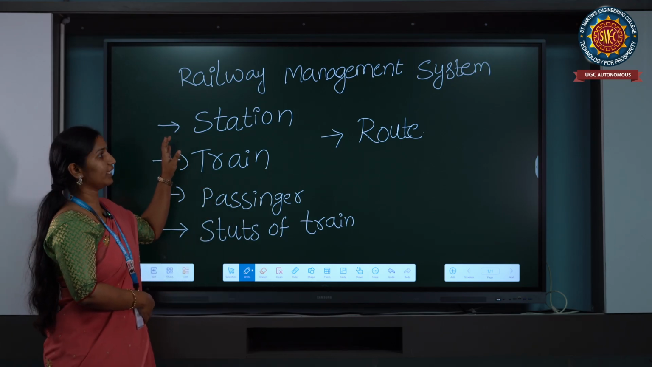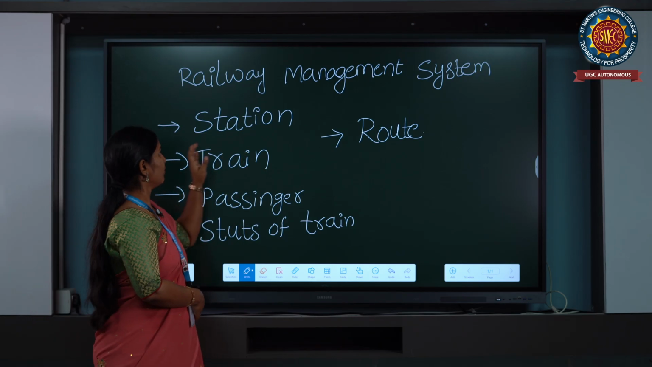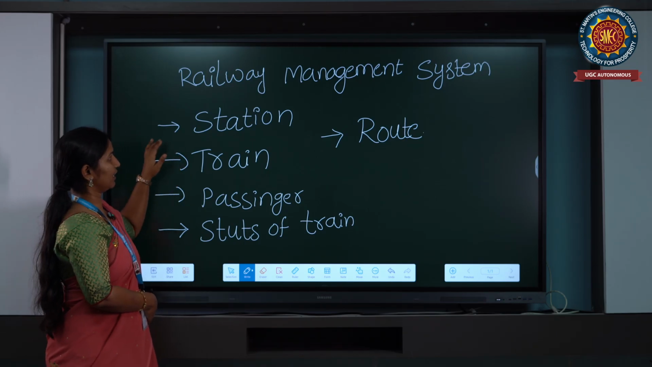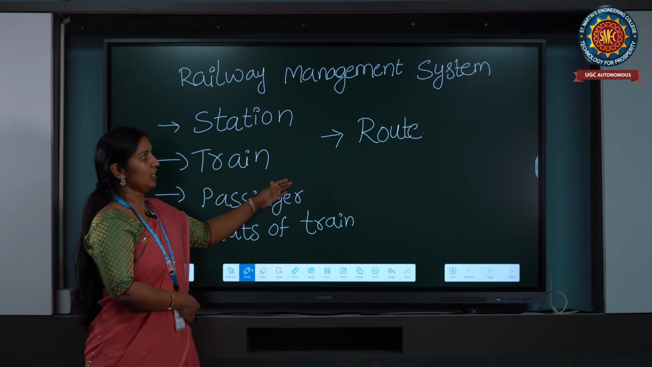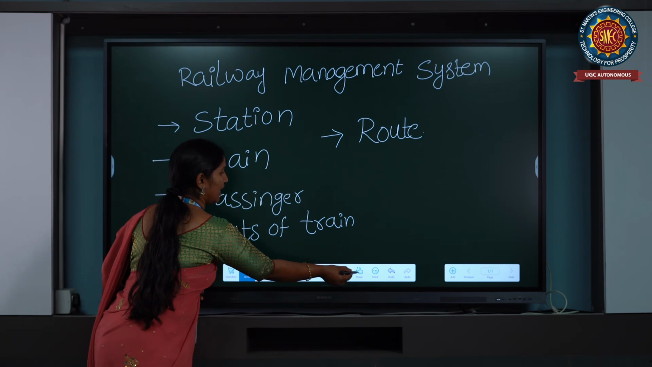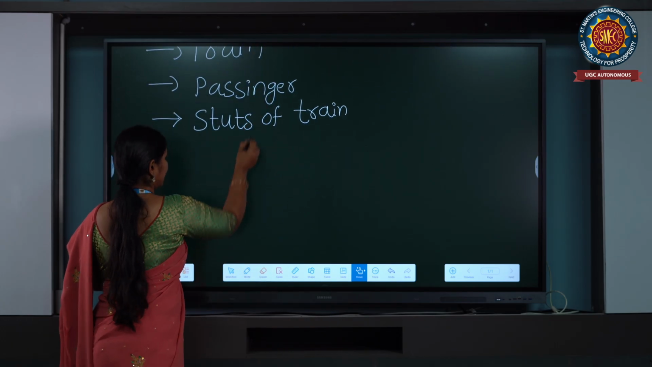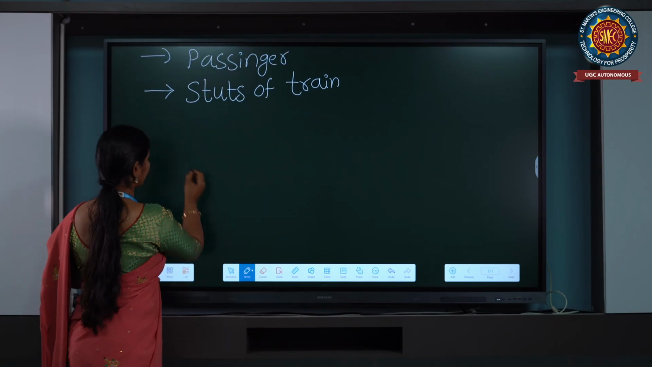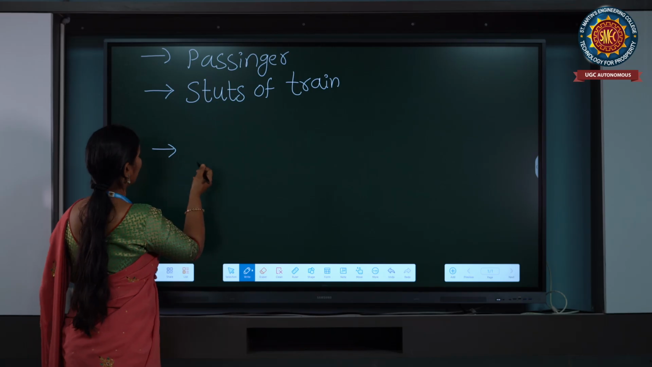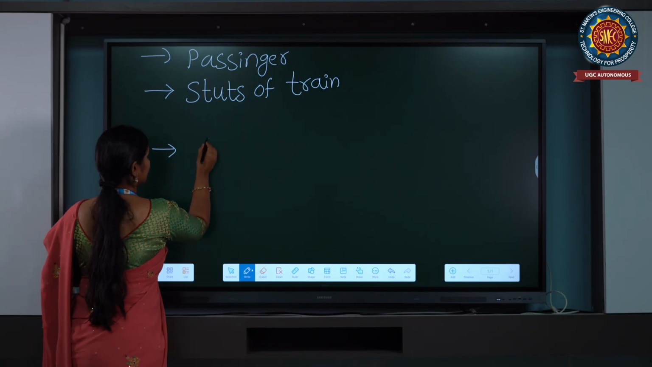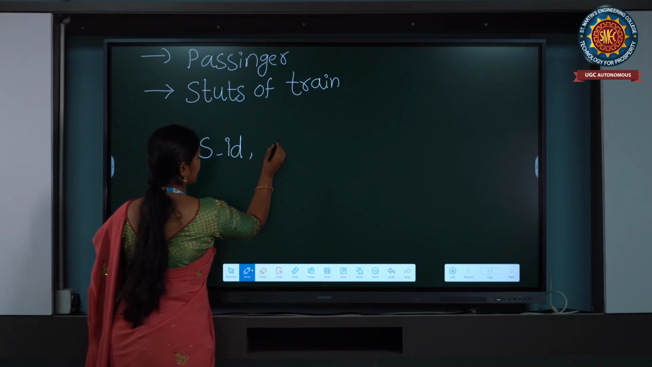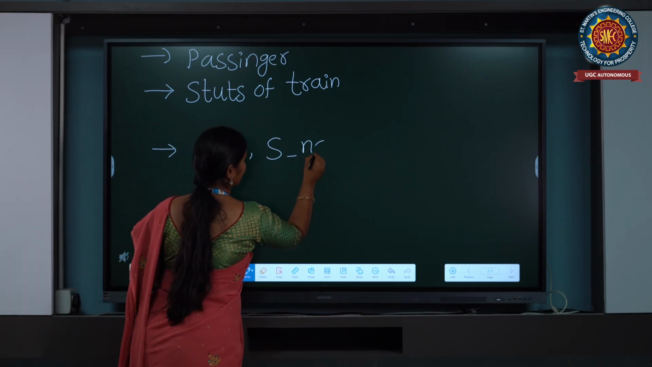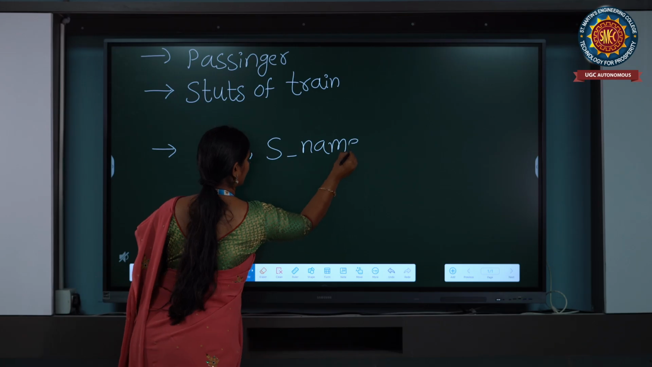For example, if we take the railway management system, we have different entities. One is the station, which comes under the entity, then train, passenger, status of the train, and route. These all come under the entities. And the next one, we need to define the attributes. The attributes of the station are station ID and station name.